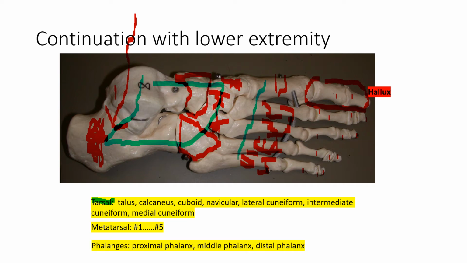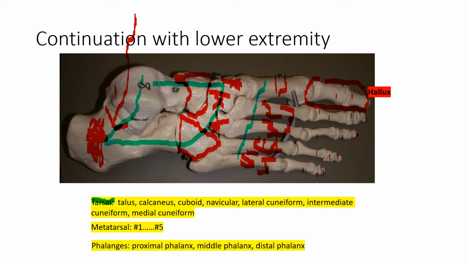So the foot is composed of 7 tarsals, 5 metatarsals, and 14 phalanges. Now, unlike the carpals, the tarsals don't really have a basic arrangement. So these are the basic 7 tarsals.